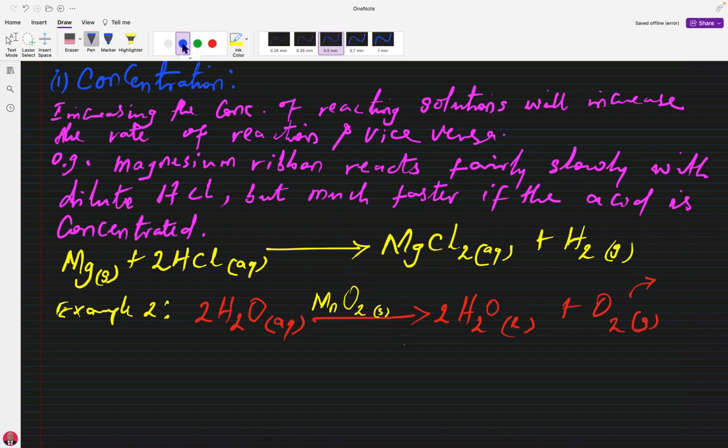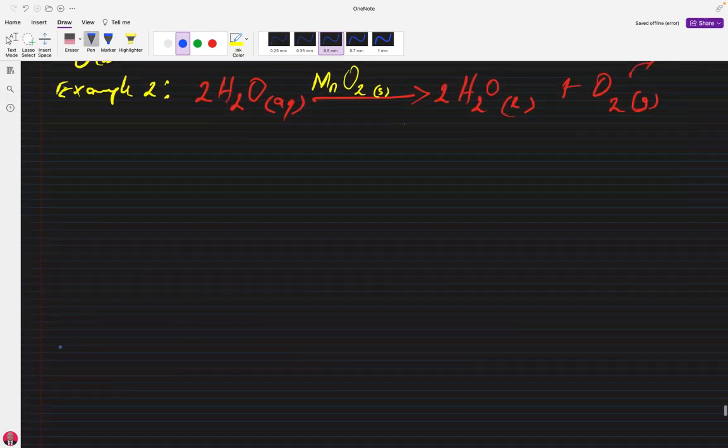The second factor we are going to deal with is the effect of pressure on the rate of reaction. Two is pressure. We are going to discuss the effect of pressure on the rate of reaction.